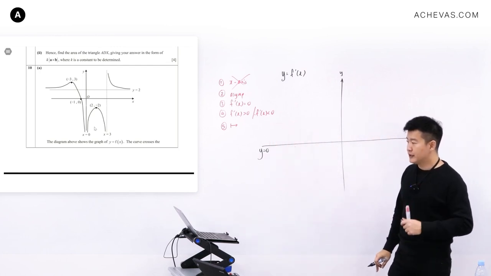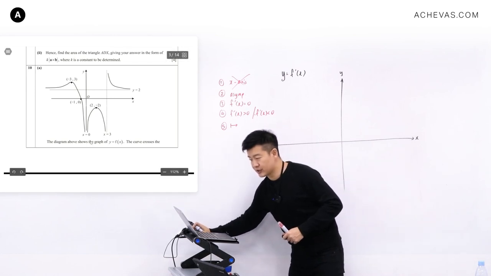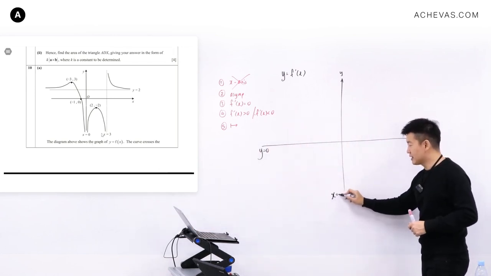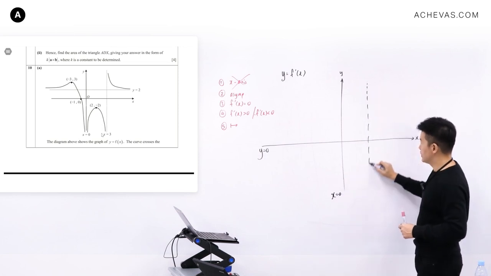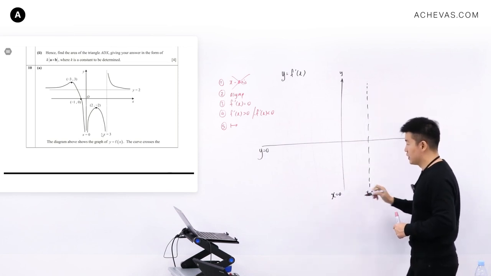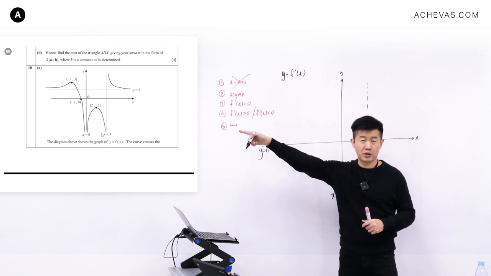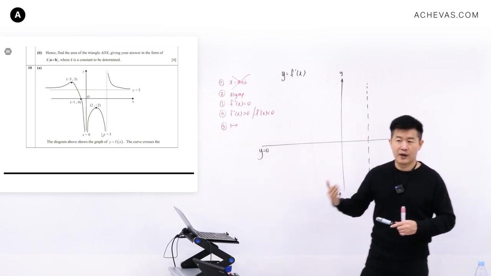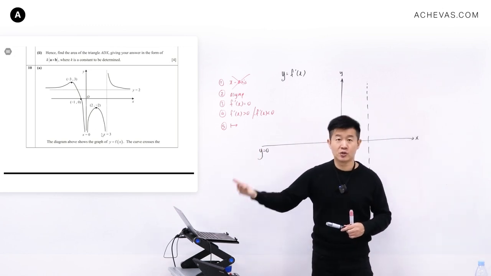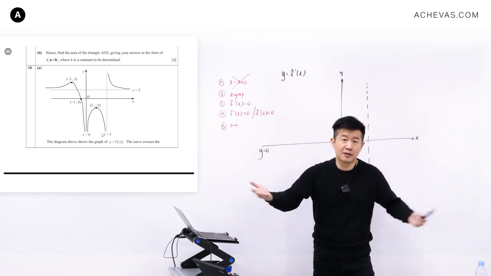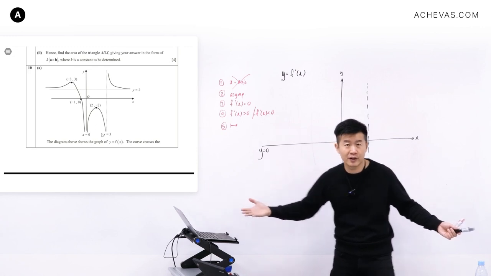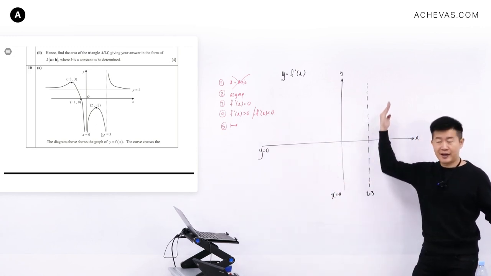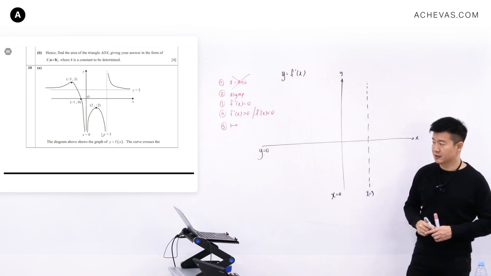There are two vertical asymptotes. One is when x is equal to 0. The other one is when x is equal to 3. Vertical asymptotes will remain as vertical asymptotes. The reason is that when x is equal to 0 and 3 on my original graph, f x is undefined. That is my definition of vertical asymptote. When x is equal to 0, f x is undefined. So when x is equal to 0, what do you think is the gradient? Undefined. There's nothing for you to find the gradient. That is why x is equal to 0 is going to continue to be the vertical asymptote. That is why x is equal to 3 is going to be the vertical asymptote.